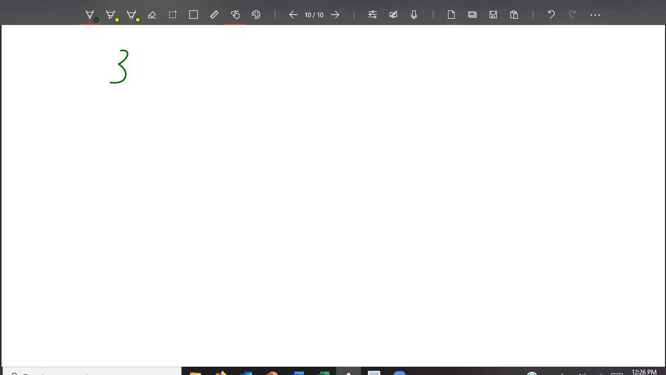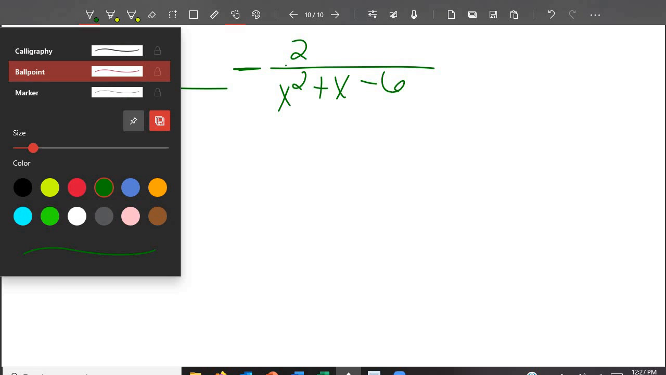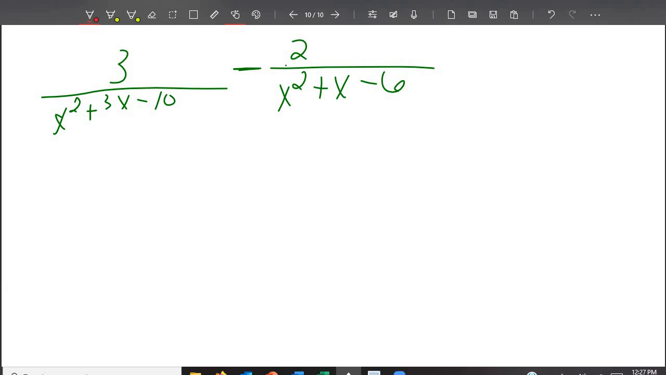Let's say we have 3 over x squared plus 3x minus 10. Minus, now this one's going to be a subtraction, 2 over x squared plus x minus 6. Now, we've got to make sure we factor the denominators when we do anything. This one's going to be x plus 5, x minus 2.